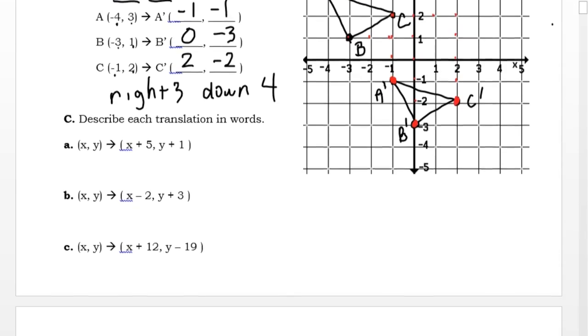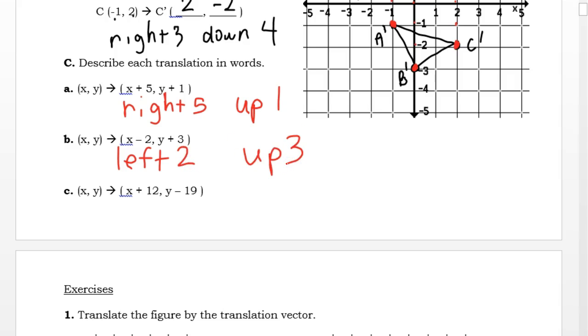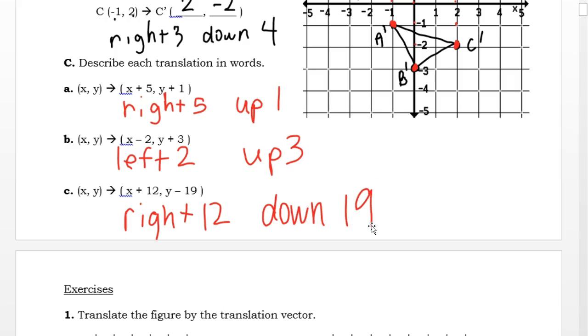Final example is just describing in words what happens in each situation. So if I have x plus 5, that means I'm going to the right 5. And if I have y plus 1, that means I'm going up 1. X minus 2 means left 2. And y plus 3 means up 3. X plus 12 means right 12. And y minus 19 means down 19.